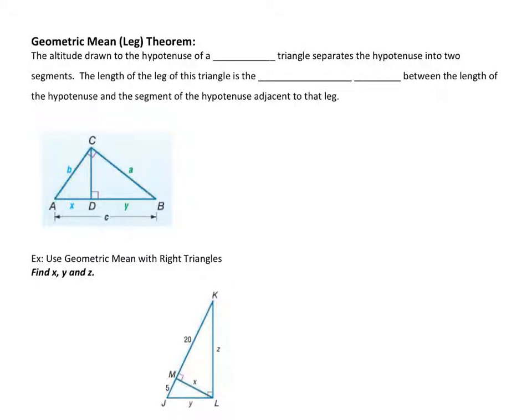Okay, we're looking at the geometric mean theorem, specifically talking about the leg. Now this is different than yesterday's altitude. The altitude drawn to the hypotenuse of a right triangle separates the hypotenuse into two segments. The length of this leg is the geometric mean between the length of the hypotenuse and the segment of the hypotenuse adjacent to that leg.